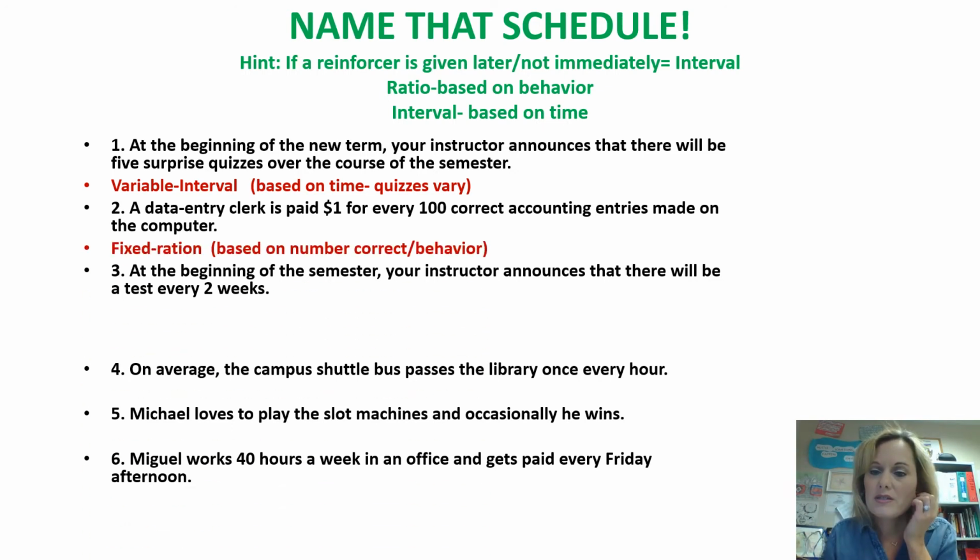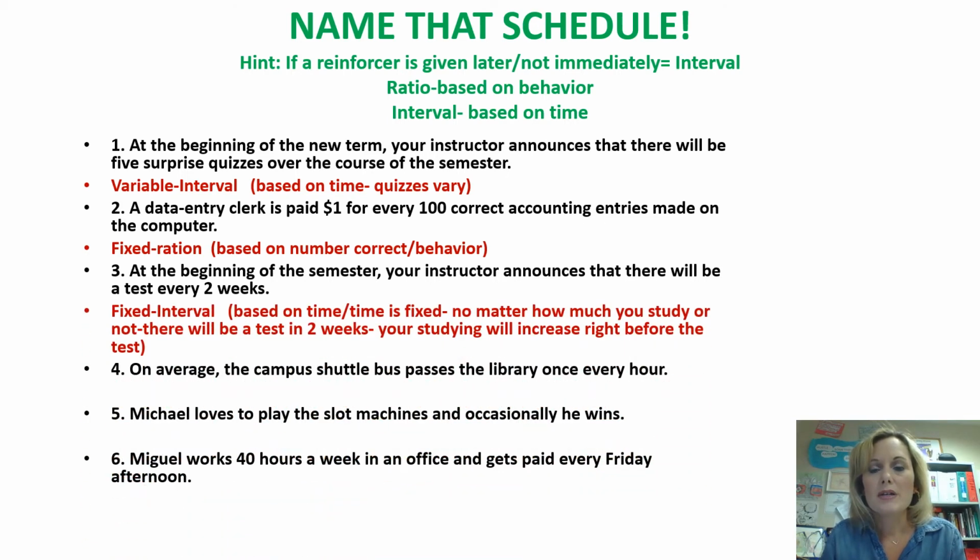And the next one, it's fixed ratio because it's guided by behavior. Every 100 correct, you're getting a reward. So burst, pause, burst. And then beginning of the semester, the instructor announces there'll be a test every 2 weeks. So it's based on time and it's fixed. It's every 2 weeks. It's not varying like number 1.